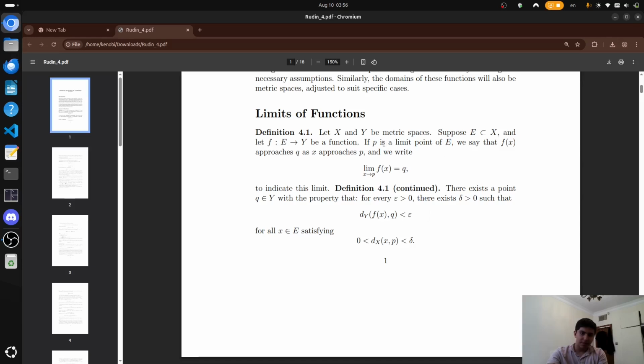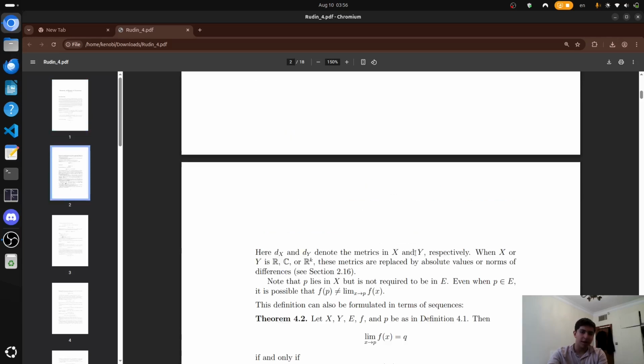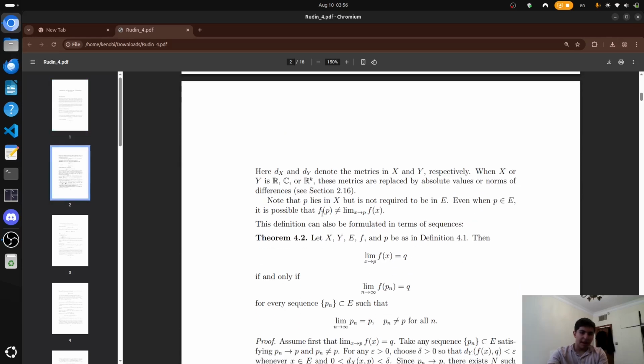Because if we want the limit to work, it must satisfy this, and if we want this to be satisfied, all we need is that it is a limit point. So if this is all we need, it doesn't necessarily need to be part of E, because a limit point is not always part of E, right? And this is why we also get that f(p) is not necessarily the same thing as the limit as x goes to p of f(x).